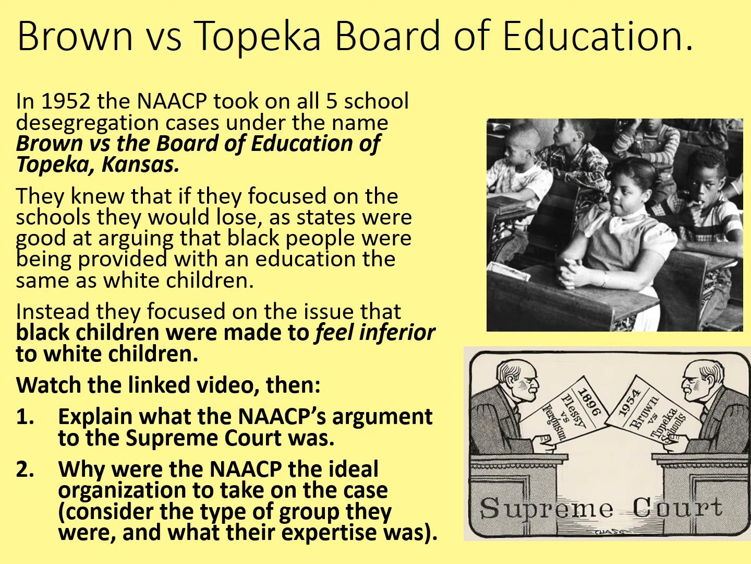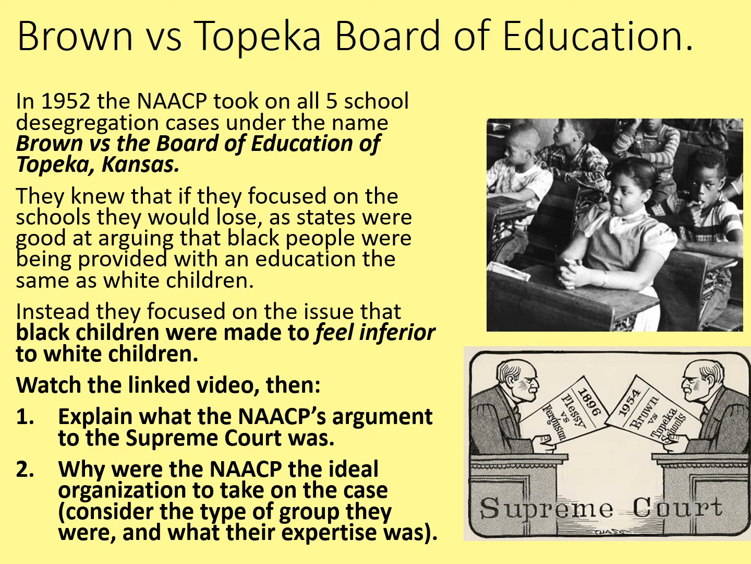So the NAACP's main argument was that even where schools had equal provision for black pupils, they still made black pupils feel inferior. This was shown by the way that they did experiments to show that psychologically black pupils treated themselves as being inferior to white pupils because of how they had learnt in society. That's a really modern idea for the 1950s, showing that actually effects upon society on children are more pervasive than people otherwise would have thought.